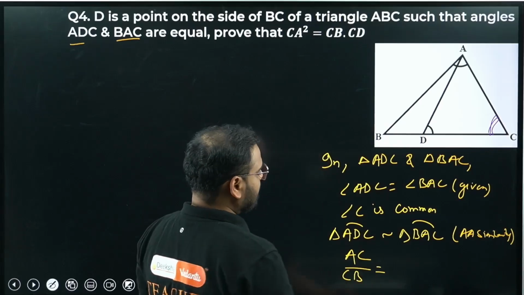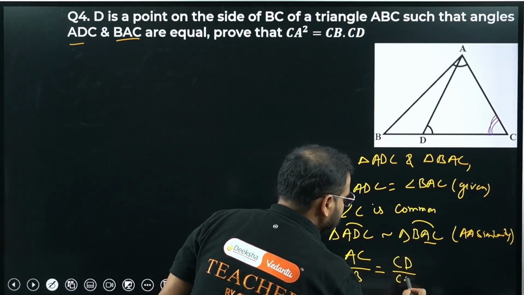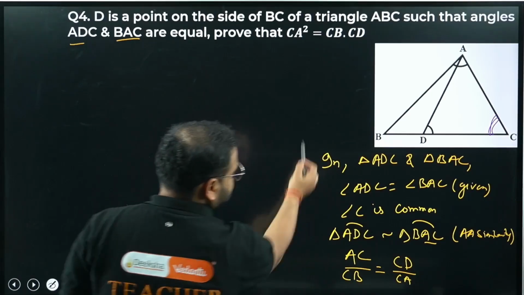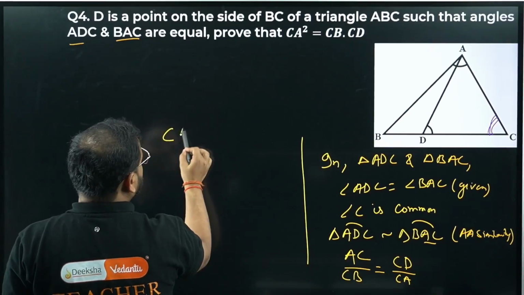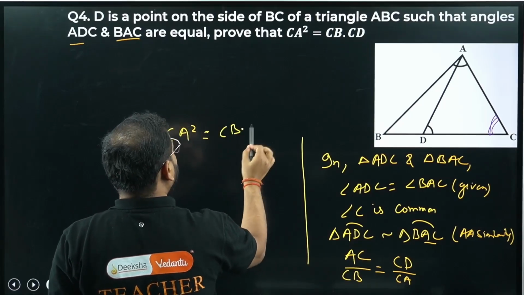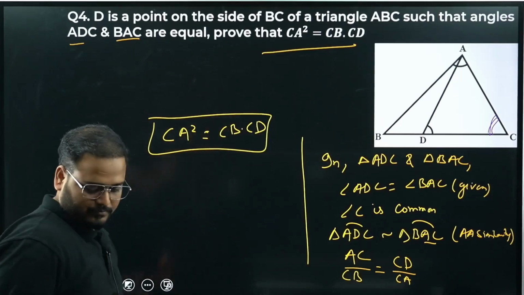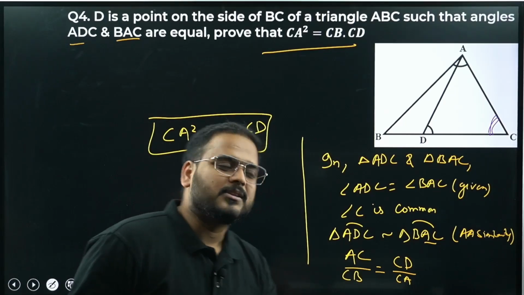Now I'm looking for what? CA, right? I'll write it as CD and CA. Have a look. Cross multiply. CA into AC is simply CA square, and CB into CD is simply CB dot CD. We were asked to prove this. Done. Simple problem. Just don't worry about it.